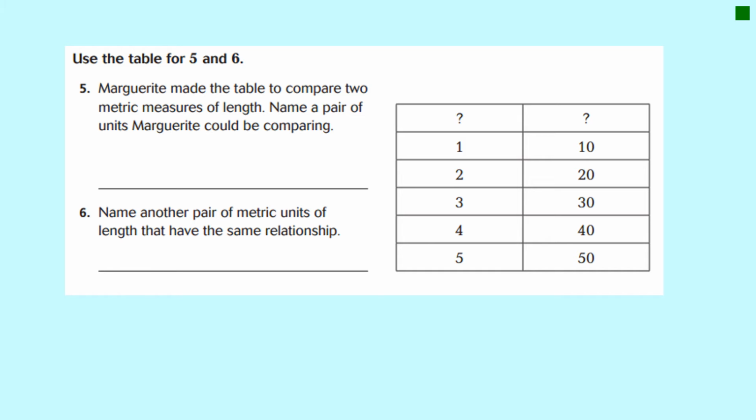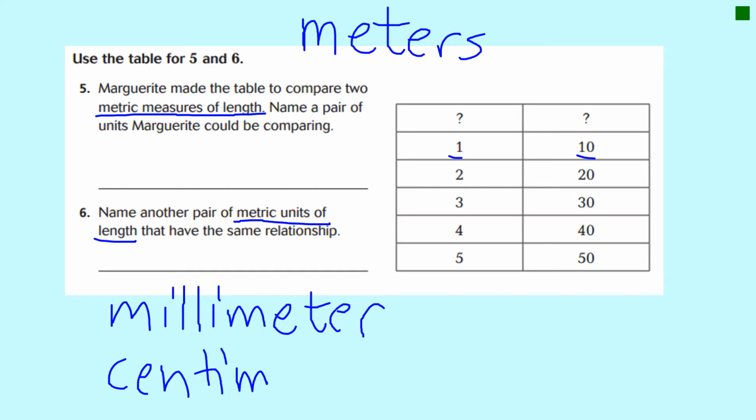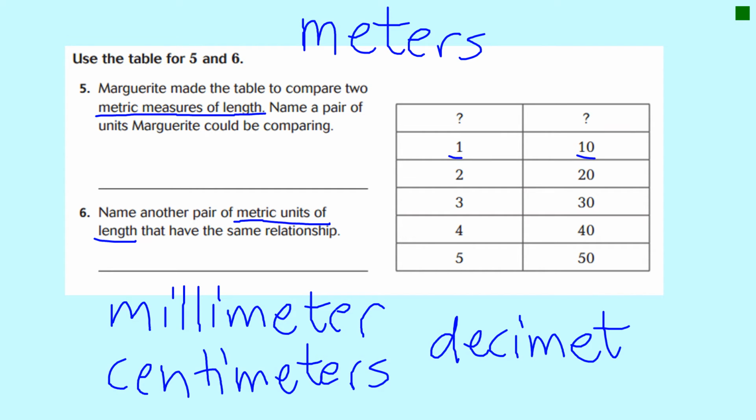All right, I'm going to have to go back in my memory here. Metric measures of length. So this chart you can use for 2 different pairs of metric measures of length. Before we go any further, length in the metric system is measured in meters. So does 1 meter equal 10 of something? Let me see. There are millimeters, centimeters, decimeters, and then, of course, our good friend meters.